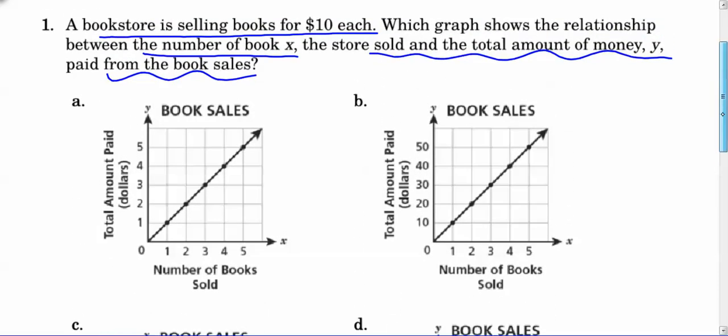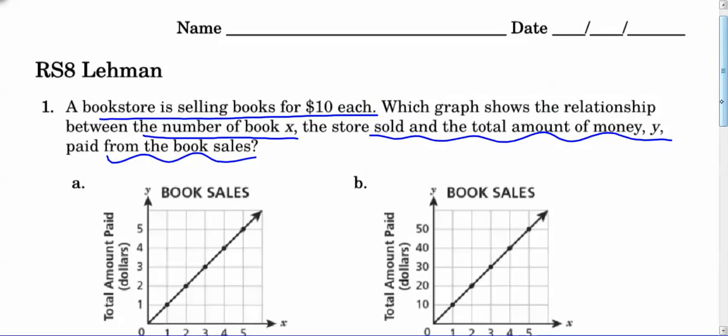All right, so this first question we have here, I already underlined some of the keywords. It says a bookstore is selling books for $10 each. So that means that if you buy one book, it's going to be $10. If you buy 2 books, you're going to be paying a total of 20, etc. So it's going to go up in increments of 10 for each book you buy. It says which graph shows the relationship between the number of books, X, the store sold, and the total amount of money, Y, paid from the book sales.